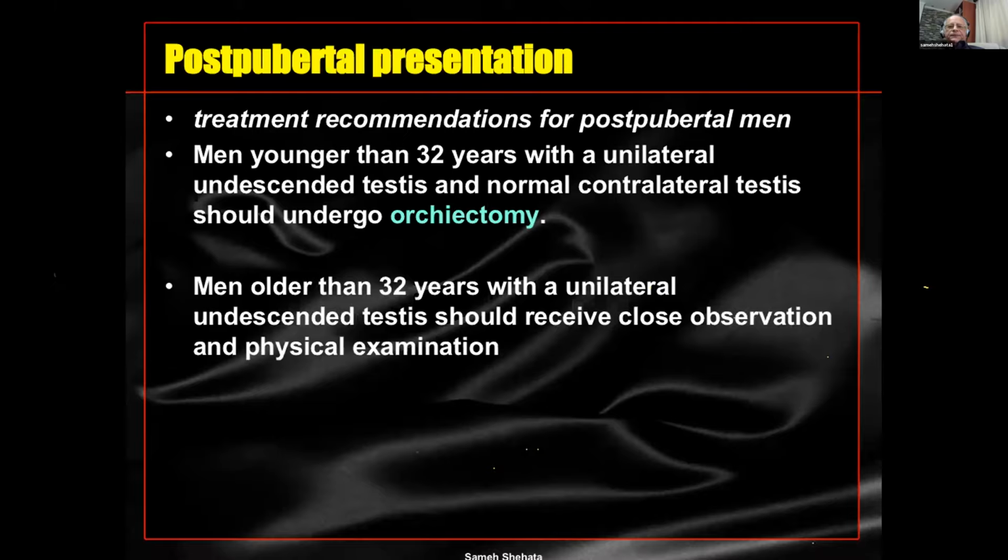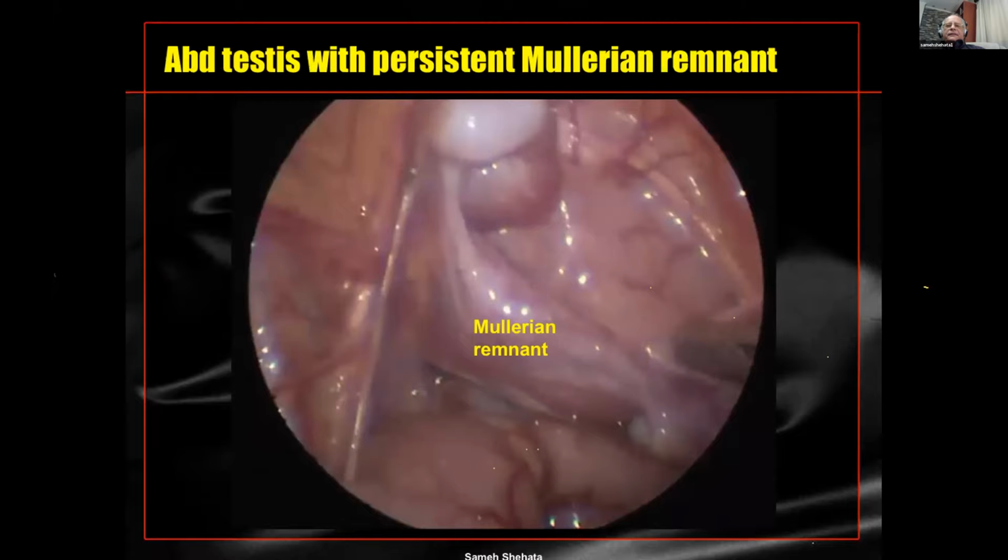Now, some of the rare associations, as we said, we have some associations with undescended and intra-abdominal testes. Sometimes you find a persistent Mullerian remnant. And the question here, would you insist on removing the Mullerian structures during the operation or not? Dr. Tamer, I'm not sure if there is a poll related to this or not. Actually, we have not prepared a poll about this topic. Okay. So would you remove the Mullerian structure, the uterus, or not?